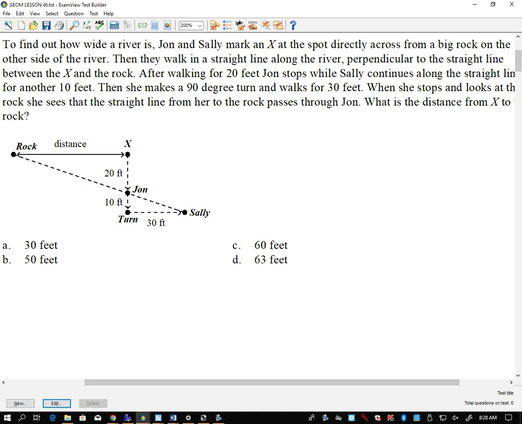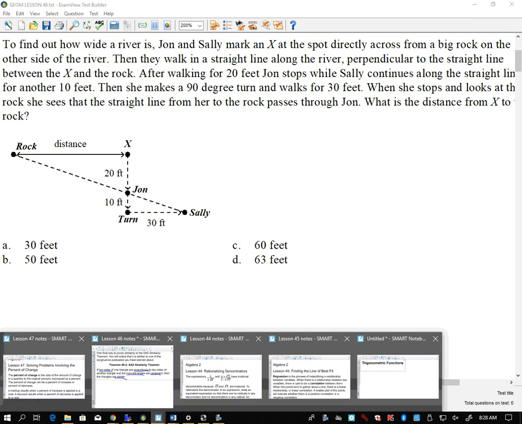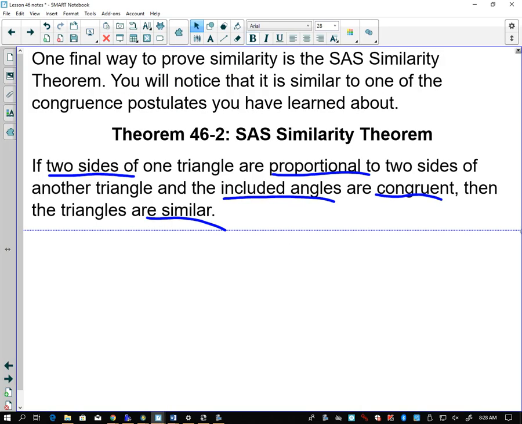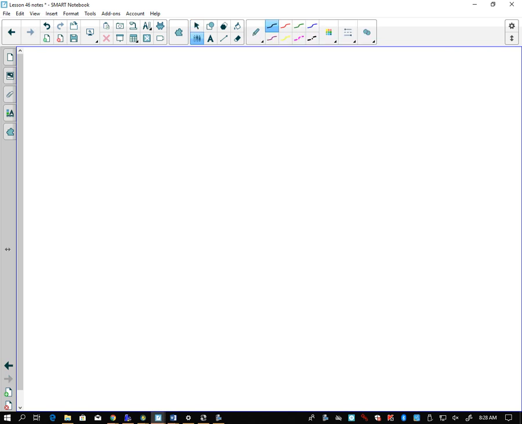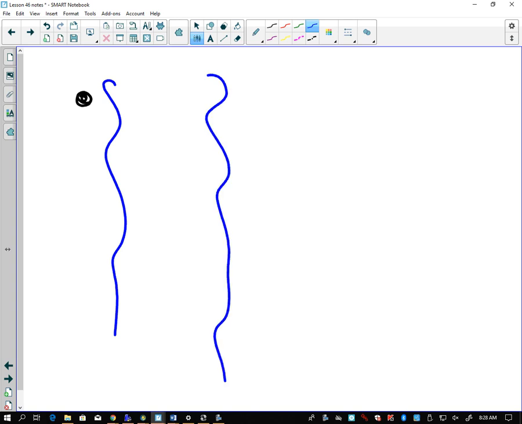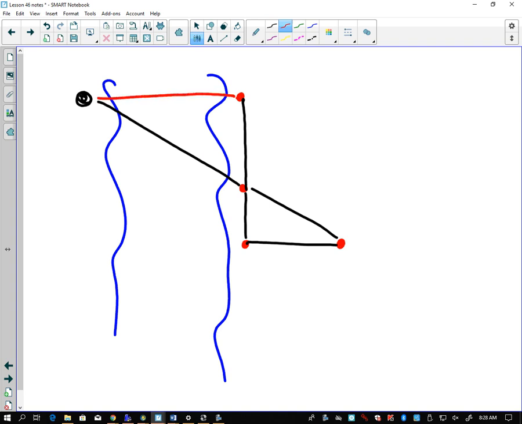Here, let me come back so we can actually draw this a little bit. Okay, so let's see. Here's my rock. Here's my river. Here's flag number 1. Here's flag number 2. Here's flag number 3. Here's flag number 4. And what I am looking for is the length of this red line.